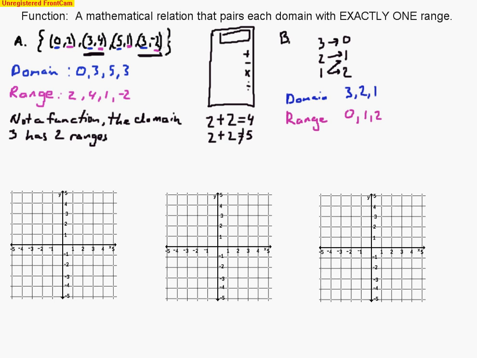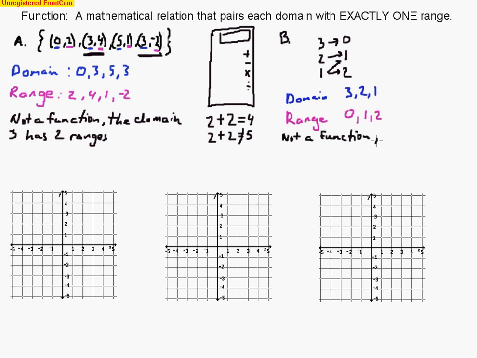Well, let's take a look at that as a function. Is this relation a function? Well, a function says that every domain has only one range. Here, 3 goes with 0, 2 goes with 1. 1, we've got a problem here. When I push the button 1, when I input 1, I either get a 1 or a 2. That's a problem. So that means this is not a function again. Not a function.